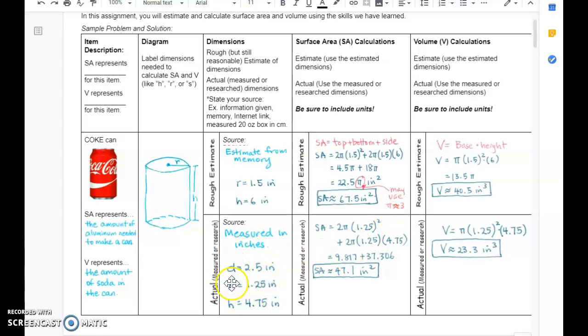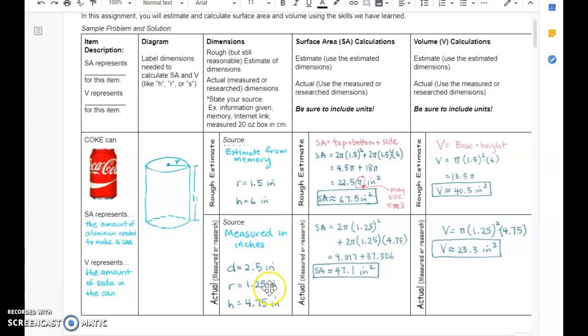So for the actual, I measured it. Some of these problems, you're not going to be able to measure, but you're going to research it. If you've done the research and found the dimensions, then you're going to write down the link where you found your information right here. In this case, I measured the diameter of the can. Then I calculated the radius, and the height was 4.75.